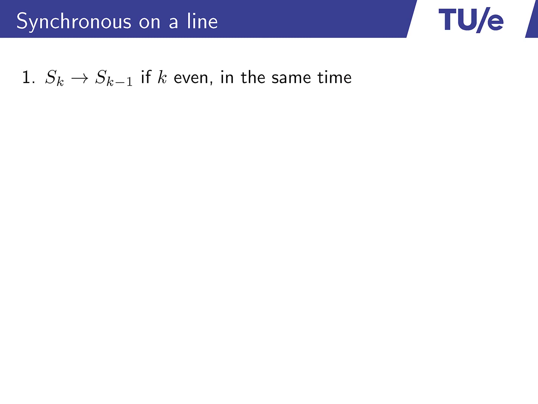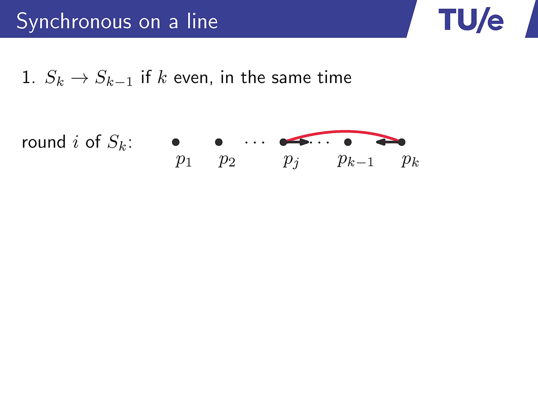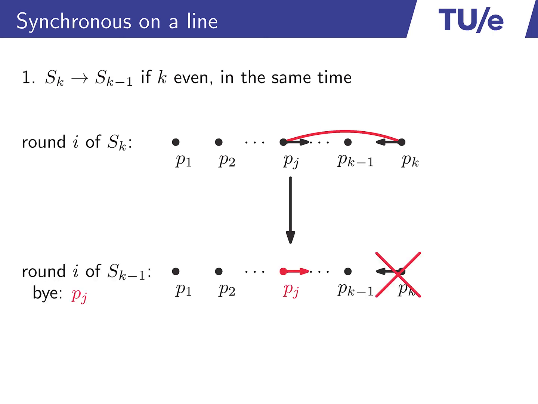With the first rule, we can construct a schedule for k minus 1 agents if we are given a schedule for k agents with k even. Consider some round i of Sk. Since k is even, each agent is scanning some other agent. In particular, there is an agent scanning the last agent, agent pk. We now construct the schedule for Sk-1 by removing the agent pk from every round and make the agent that was scanning pk a bi-agent.